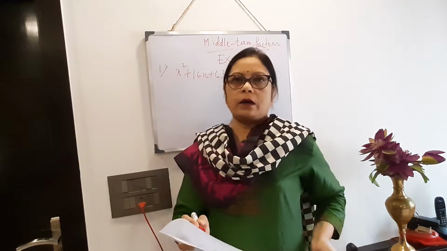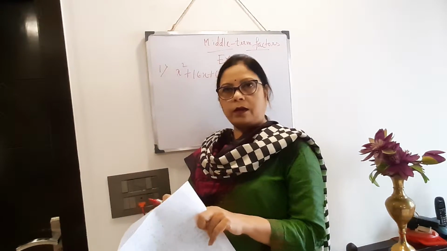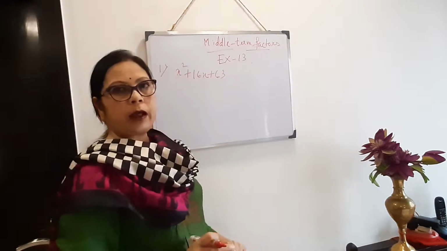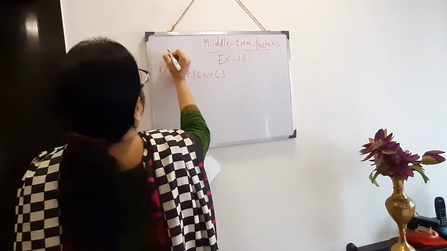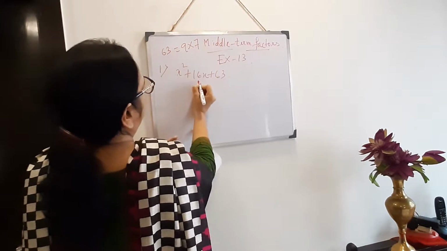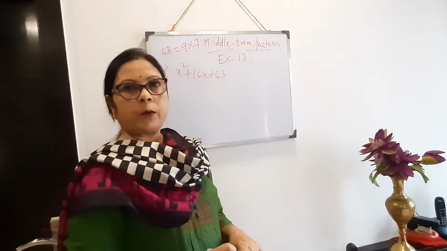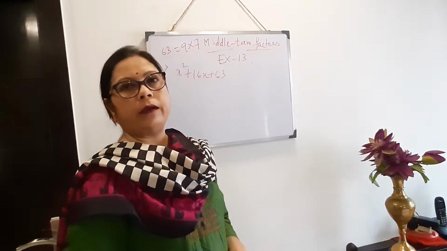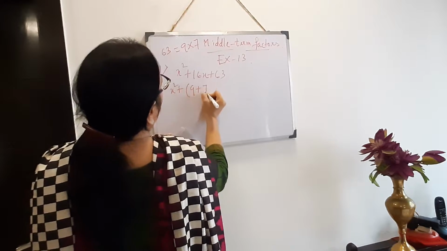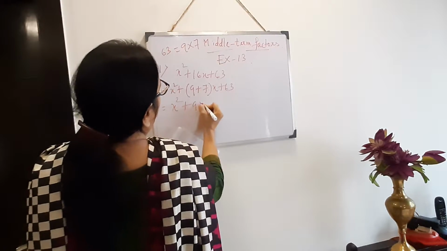See, what are the factors of 63? 9 sevens are 63. Clear? 9 into 7, and if you add 9 and 7, then you will get 16. 9 plus 7, 16. So here 63 equals 9 into 7, and if you add 9 and 7, you will get the middle term, that is 16. And I told you that all the signs are positive, so without any thinking, you will just add. So here what to do? We will add the factors, x square plus 16x plus 63, and in third step you will open the bracket.